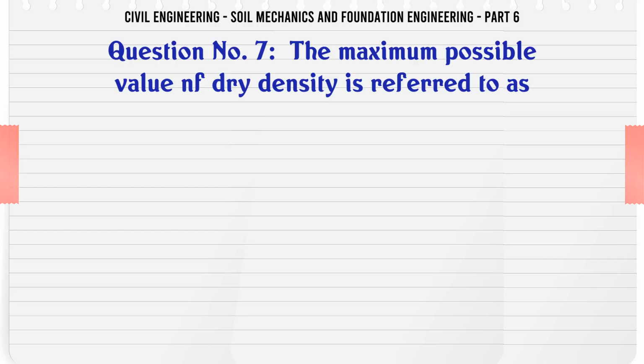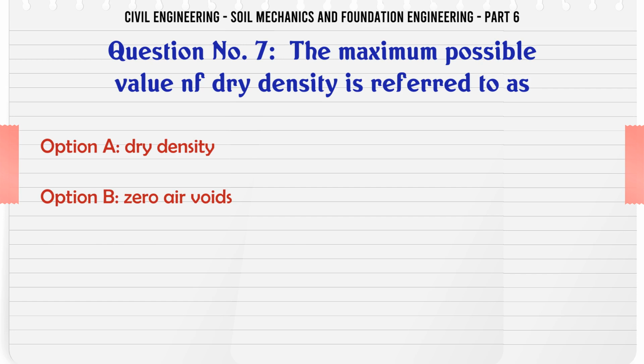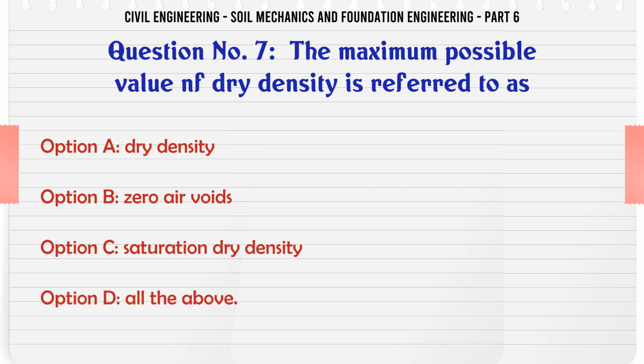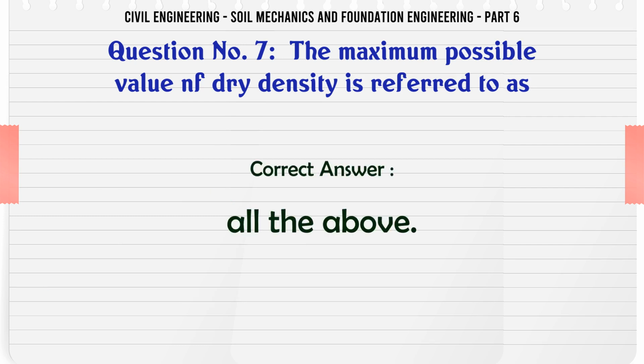The maximum possible value of dry density is referred to as A. Dry density. B. Zero air voids. C. Saturation dry density. D. All the above. The correct answer is all the above.